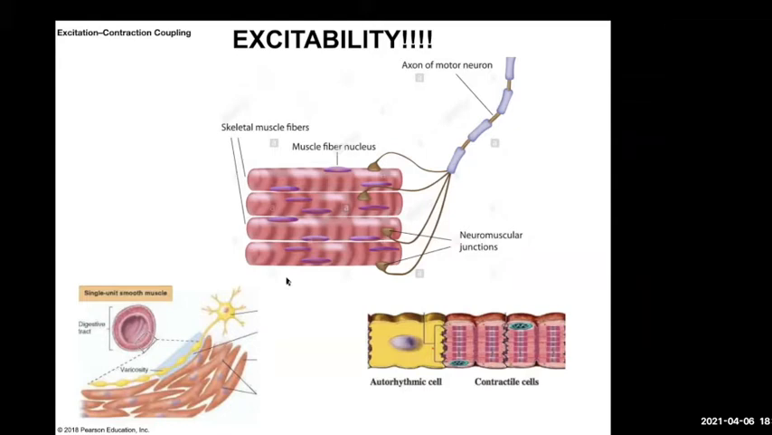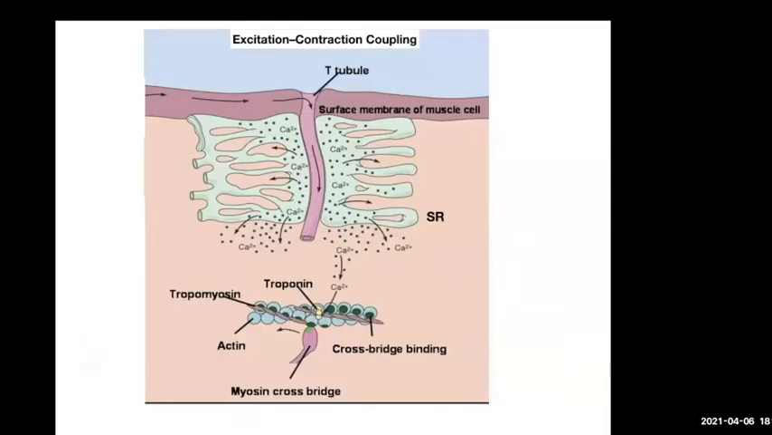Excuse me, can I ask a question? Can you go back to the last slide? Sorry, thank you. So the action potential, does it come from the nervous system, or does it come from the endocrine system? Where is that action coming from?